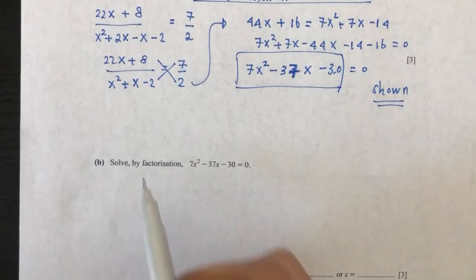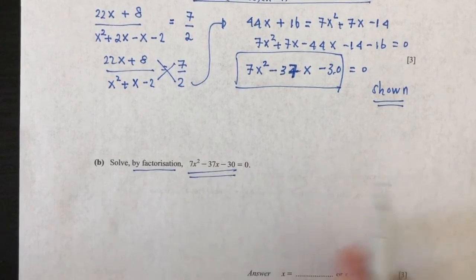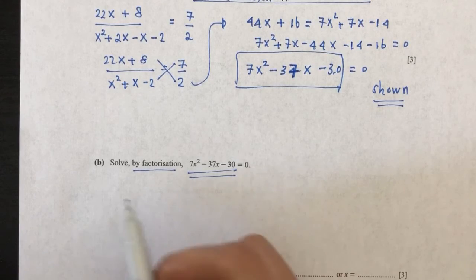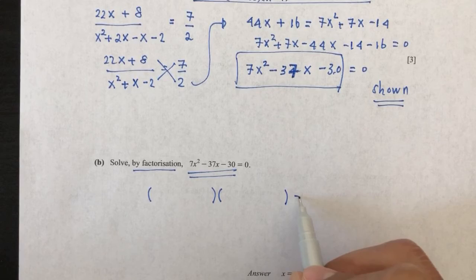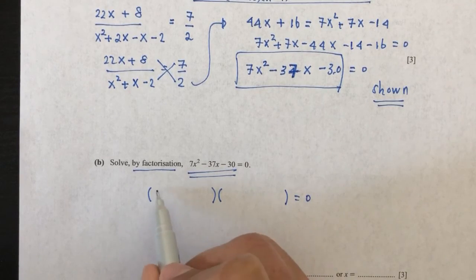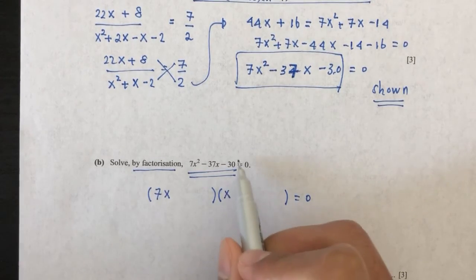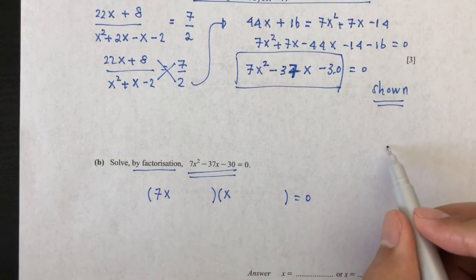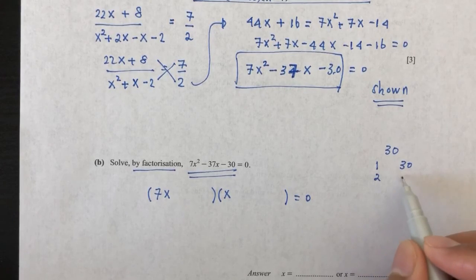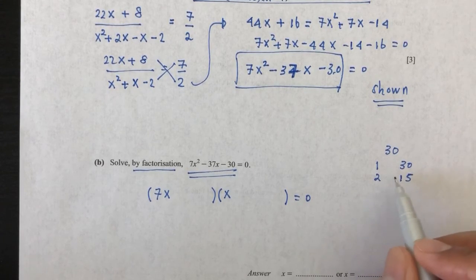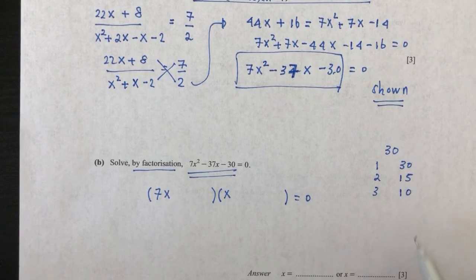Now part B, solve by factorization of this equation. So 7x squared is what? We know that it is a quadratic equation. We will have two factors. 7x squared is 7x times x. And what are the factors of 30? 30 can be 1 times 30, 2 times 15, 3 times 10, and we have 5 times 6, and that's pretty much all the factors of 30.